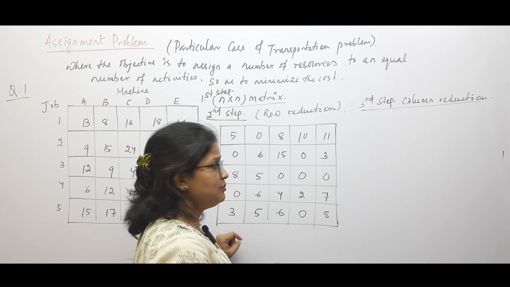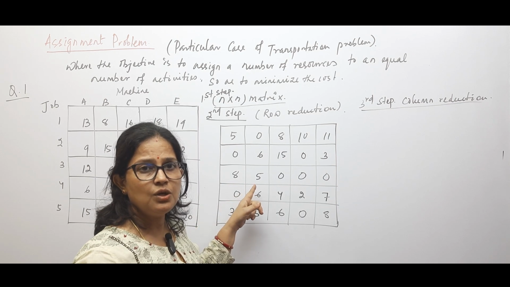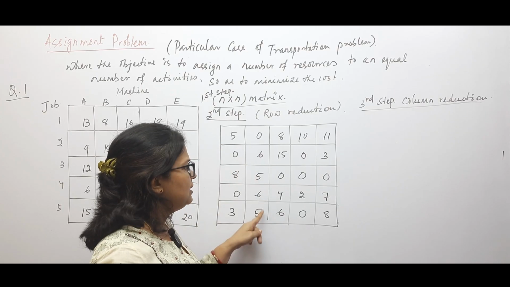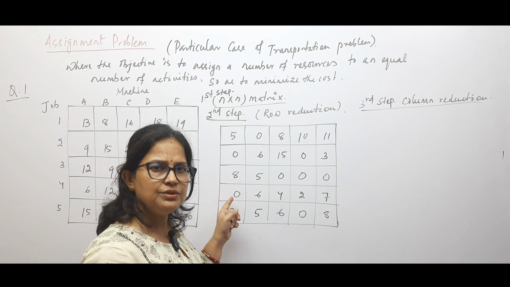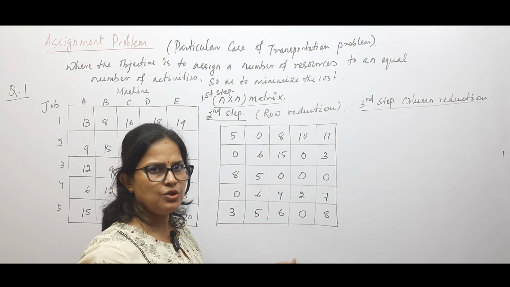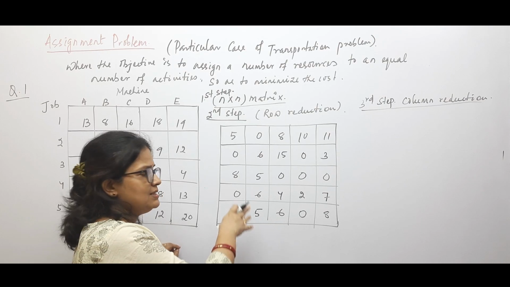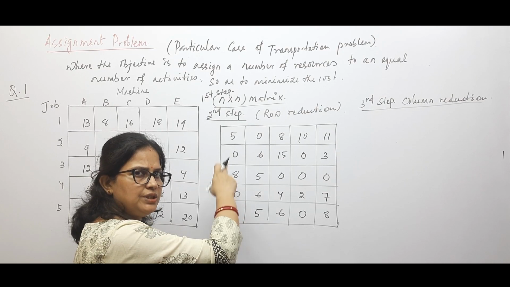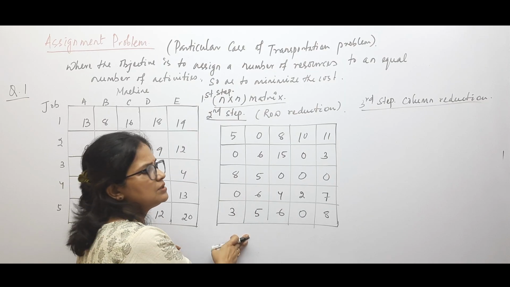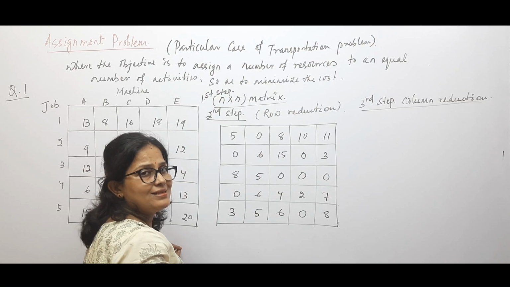For another case, maybe the columns may not have 0, so we can go for column reduction. We have to choose the least cost in each column. Then, what we have done for the row reduction, we need to do the same thing for each column. For this particular case, as we are having 0, no need to do the column reduction. So the matrix will be as it is.